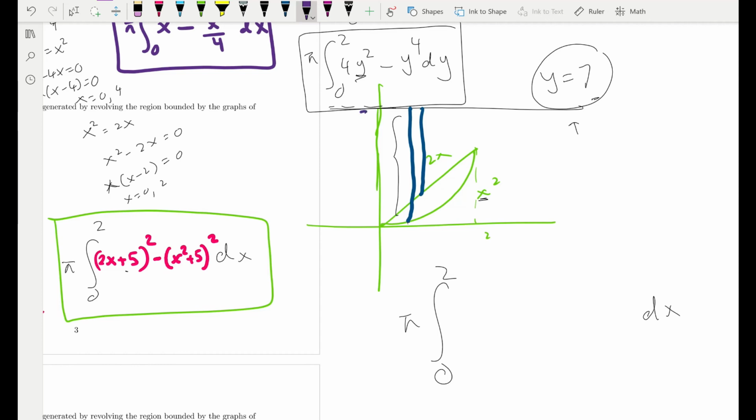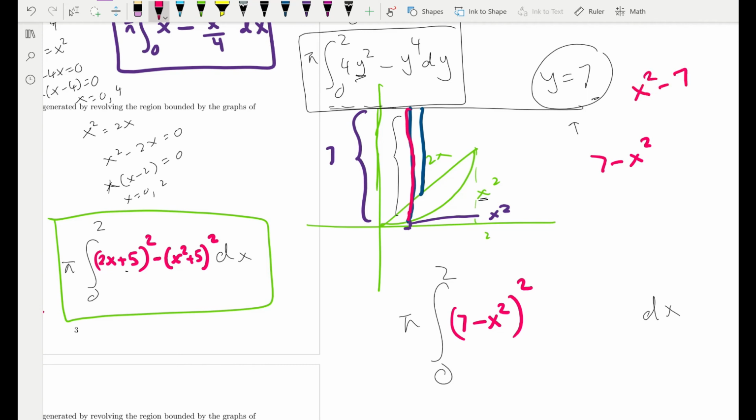Now think about this. The total length is 7, and from the x-axis until you meet the curve, the length is x squared. So what's the remaining length? What's the length of this red part? The radius is 7 minus x squared. So the first radius is 7 minus x squared, and you square that. That's why I said most students would write it as x squared minus 7 or 2x minus 7. No, it's 7 minus x squared.